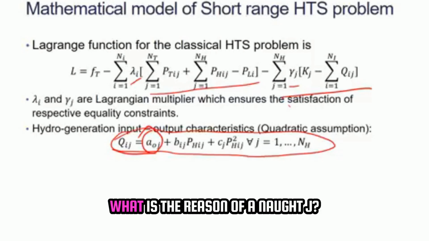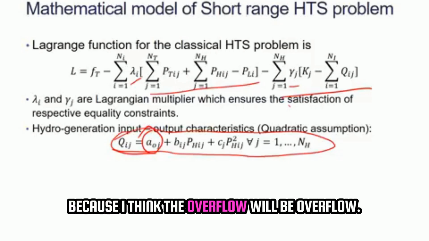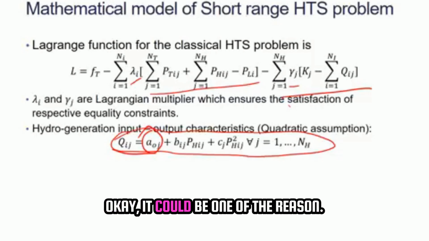A naught J, what is the reason for A naught J? Why do we want to discharge if my power generation is 0? Because I think the overflow will be, because they have a set point. Overflow, okay, that could be one of the reasons.